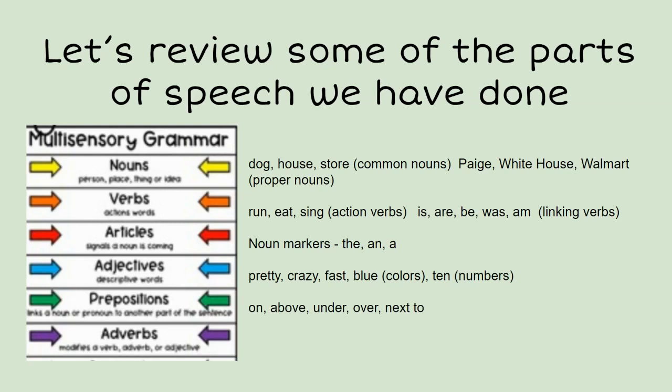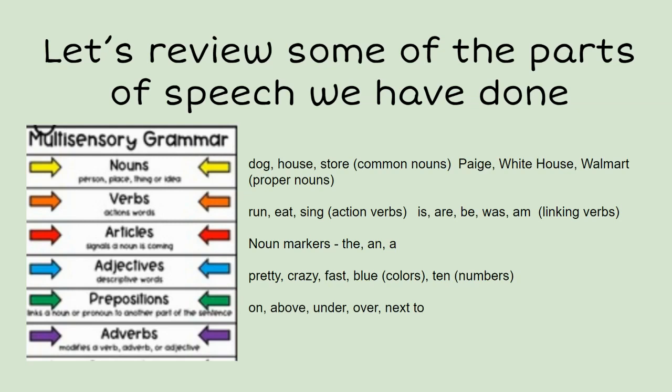Then we have adjectives, which are descriptive words. They describe nouns, such as pretty, fast, crazy, blue, any colors, 10, any numbers. Those are all adjectives. We talked about prepositions, which link a noun or a pronoun to another part of the sentence. They're usually words that tell position, such as on, above, under, over, next to. Now we're going to talk about adverbs, modifying a verb, adverb, or adjective.